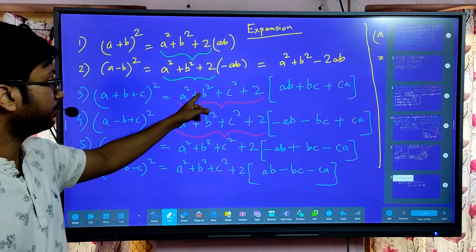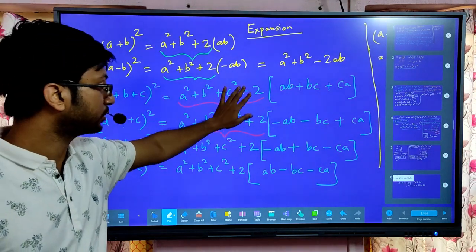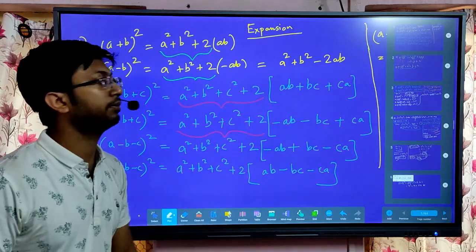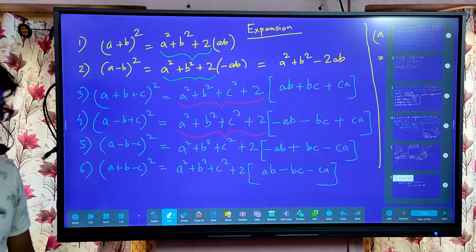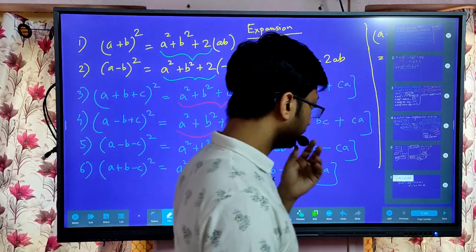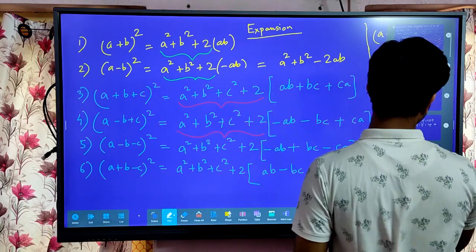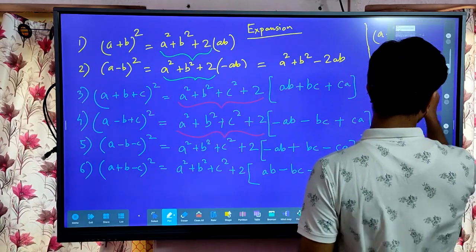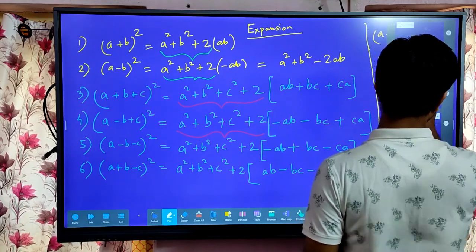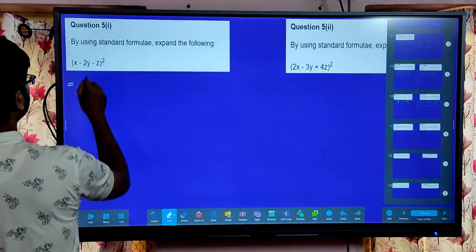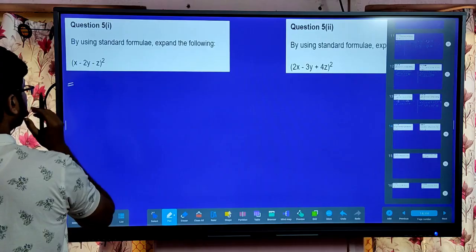First it will be a square plus b square plus c square plus 2. This portion will be the same, and then in the bracket we are going to use the sign and multiply the combination. Combination means ab, bc, ca. Okay. So let's see. Yes. So it will be a square, b square, c square first.